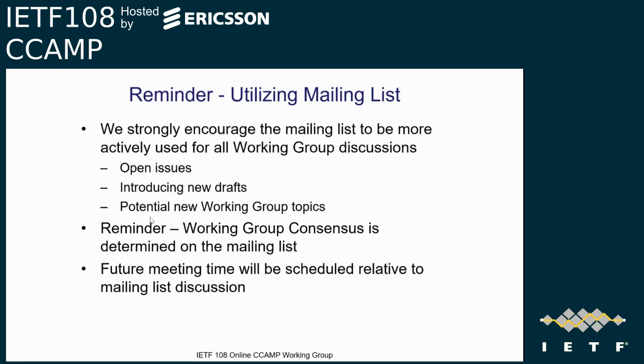Another reminder on the mailing list. As chairs, we always encourage people to use the mailing list as much as possible, and we can discuss anything within the scope of the CCAMP working group. For example, we can discuss some open issues, introduce some new drafts, or even some potential topics in CCAMP. We also know that working group consensus should be determined on the mailing list, so even though we may get some consensus here, we will bring it to the list for determination.